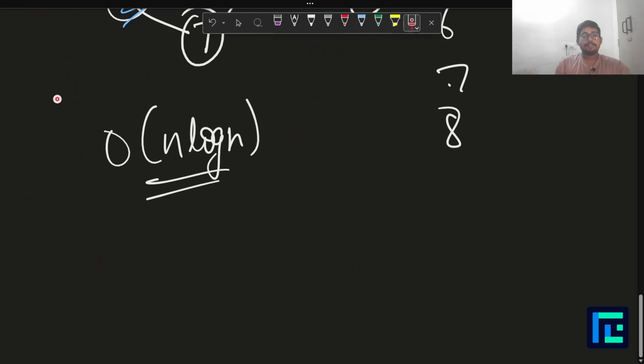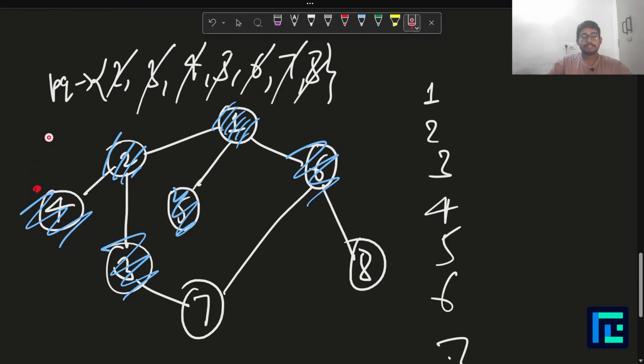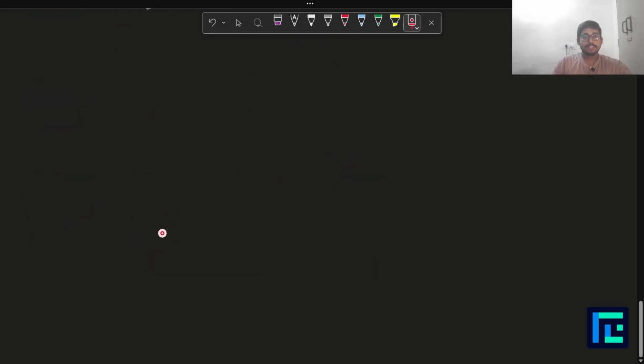I hope you got the logic for the problem, and through this diagram you would have understood what we are doing. If you want, we can run a quick dry run on one of the given test cases.